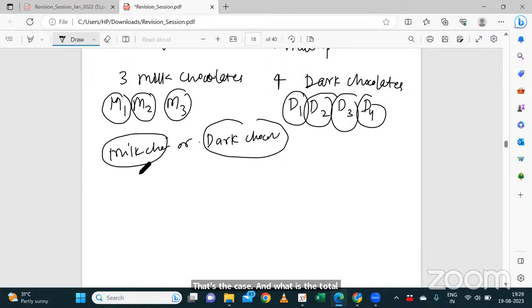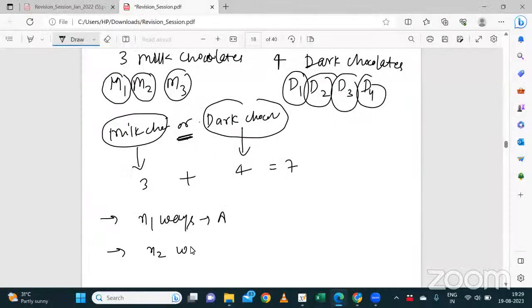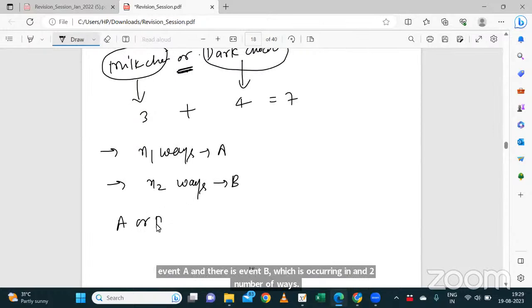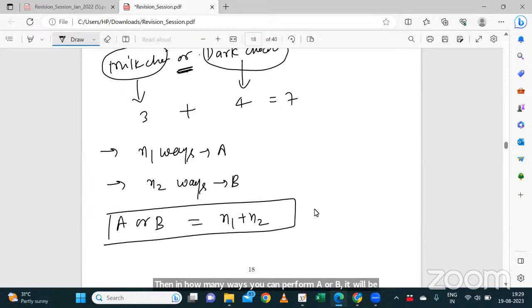Now tell me, in how many ways can you purchase one milk chocolate? 3. And one dark chocolate? 4. It's an "or", which means we have to add. So it will be 7. Got it? In general, suppose one event occurs in n1 ways and another event occurs in n2 ways, then the number of ways to perform A or B will be n1 plus n2. Here n1 is 3, n2 is 4.